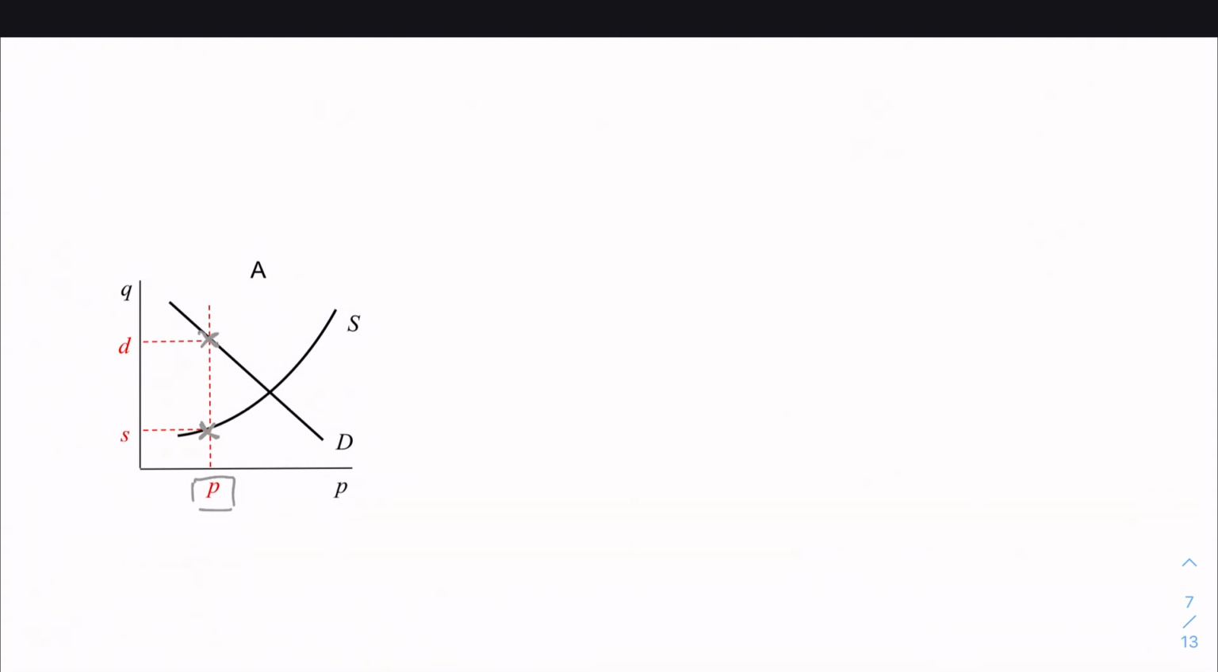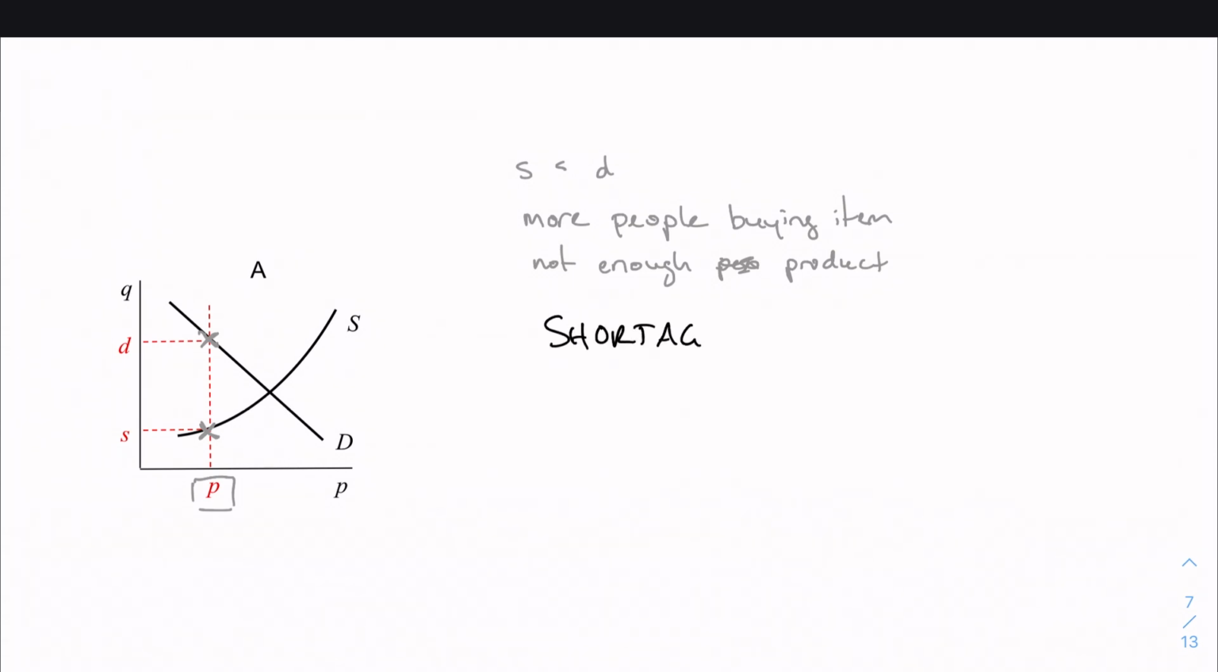Well, I see here that the supply is less than the demand. We have more people willing to buy the item and not enough product to please all the people that are buying the item. Not enough product. So we call this a shortage. The word for this case is shortage.